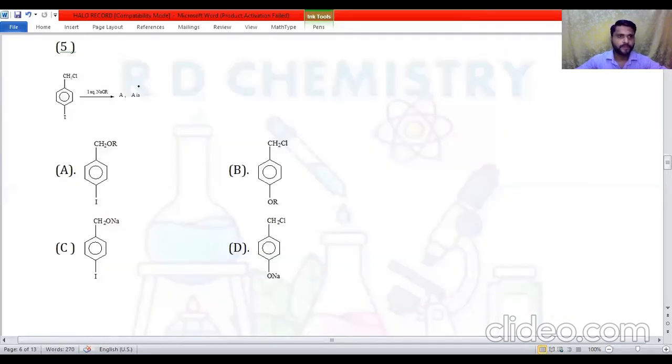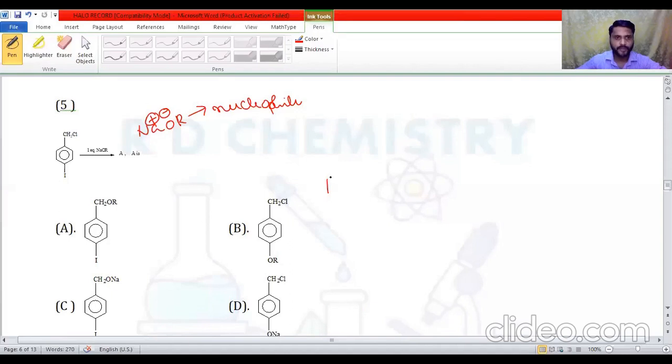Question number 5. The given compound is treated with one equivalent of NaOR, which is Na plus OR minus, meaning this can act as a nucleophile. So let me write down the given molecule. We begin with a benzene ring attached to CH2Cl. Then iodine is directly attached to the benzene. Then we make use of sodium alkoxide, Na plus RO minus. The nucleophile can attack the carbon atom containing halogen.